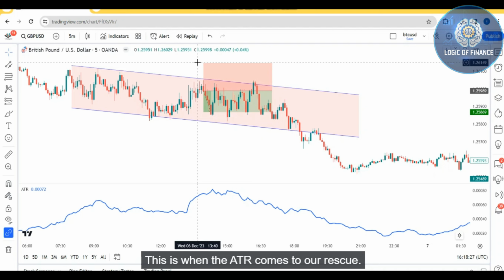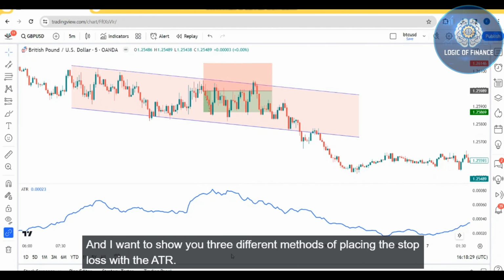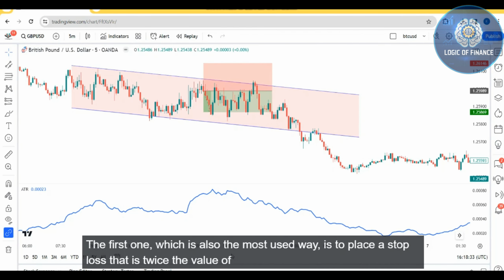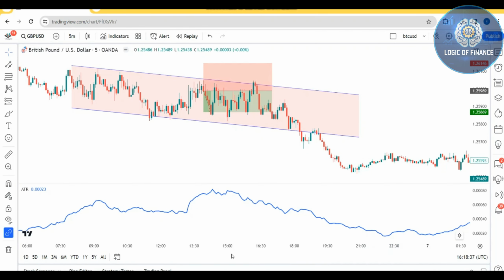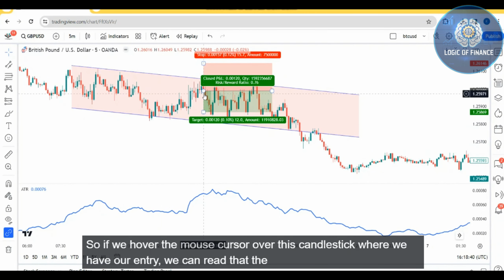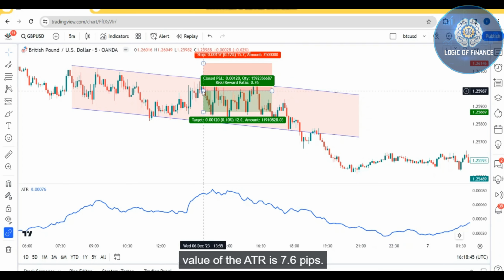This is when the ATR comes to our rescue, and I want to show you 3 different methods of placing the stop loss with the ATR. The first one, which is also the most used way, is to place a stop loss that is twice the value of the ATR. So if we hover the mouse cursor over this candlestick where we have our entry, we can read that the value of the ATR is 7.6 pips.